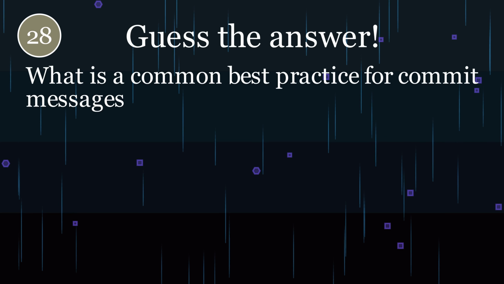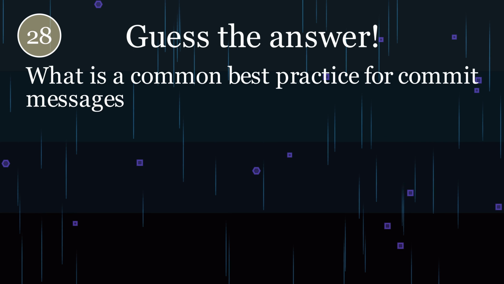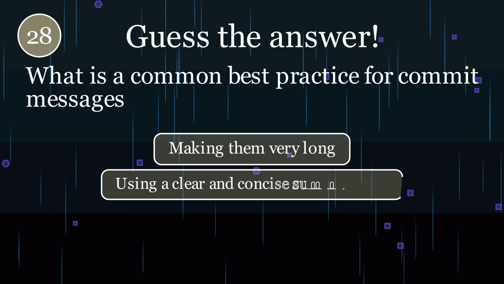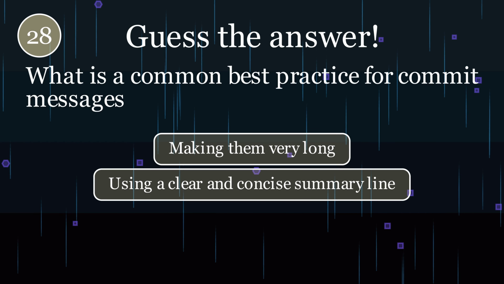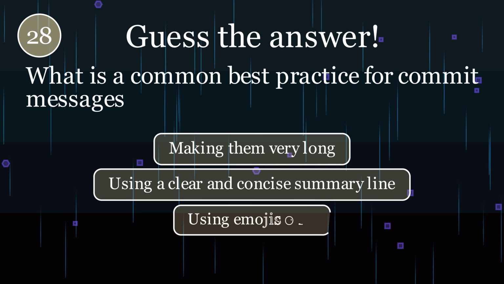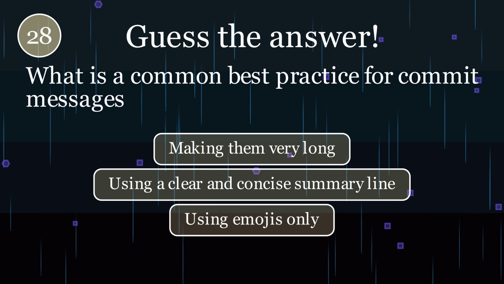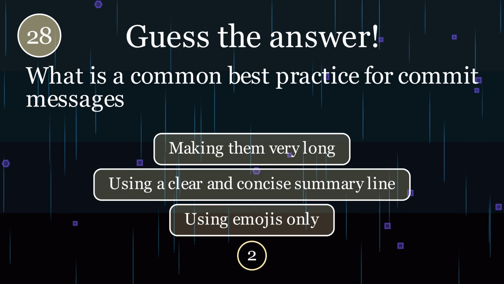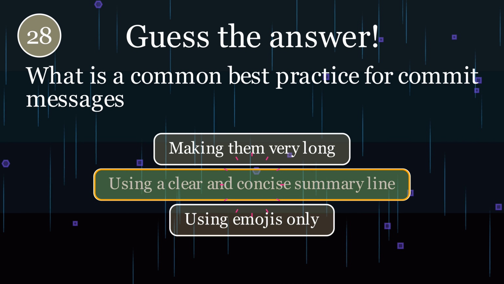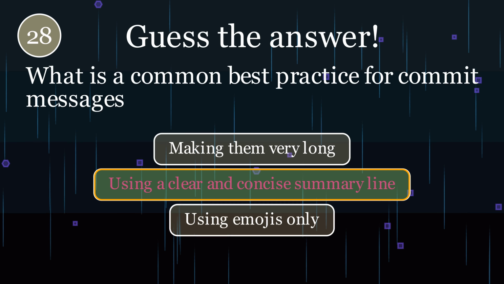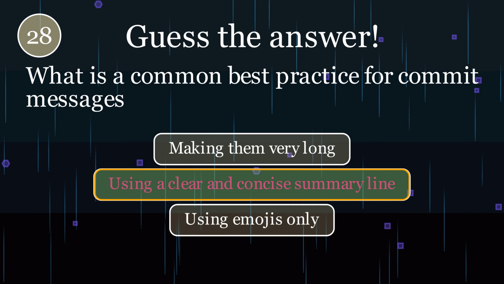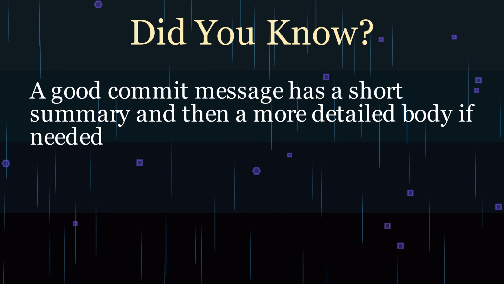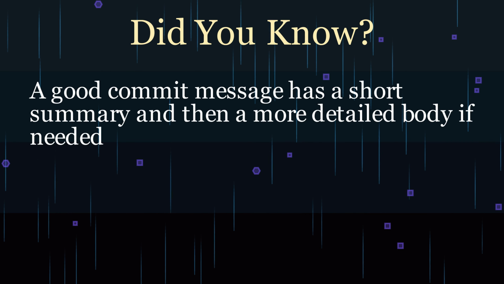What is a common best practice for commit messages? Making them very long. Using a clear and concise summary line. Using emojis only. The correct answer is using a clear and concise summary line. Here's something cool: a good commit message has a short summary and then a more detailed body if needed.